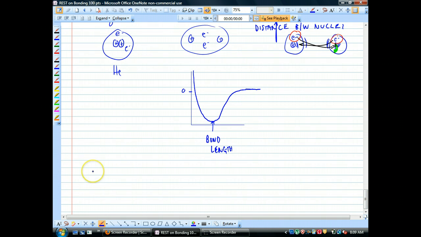Now, here's the cool thing: chemistry is really just atoms moving to their lowest potential energy positions.